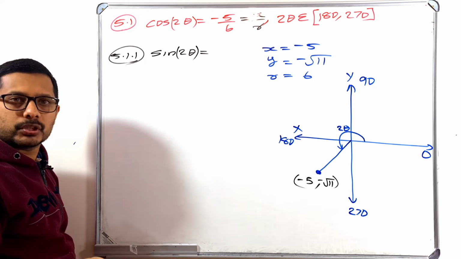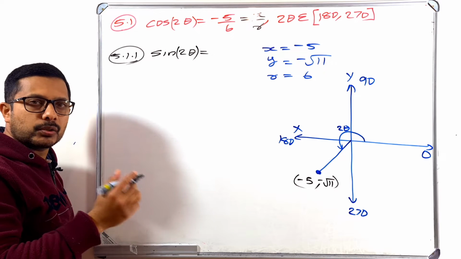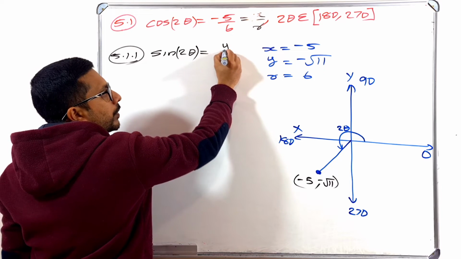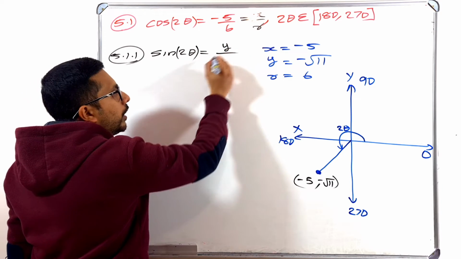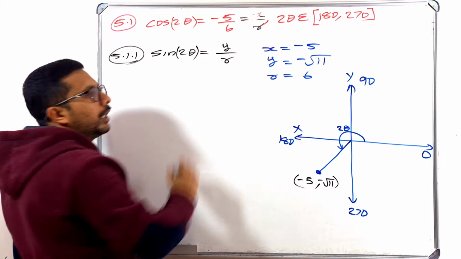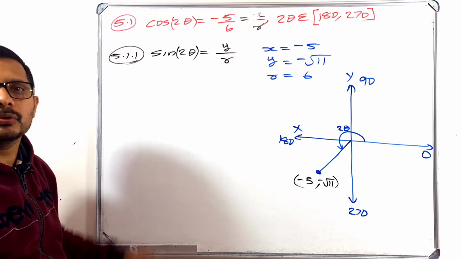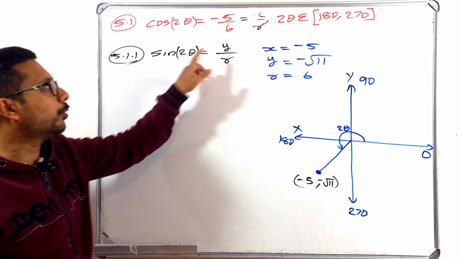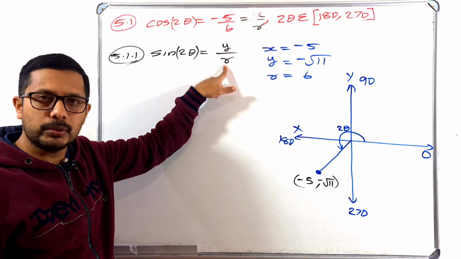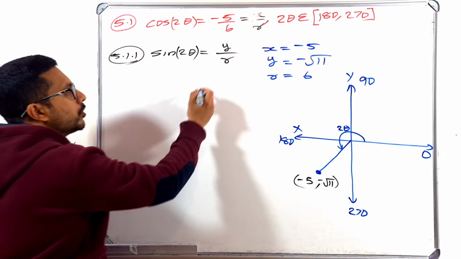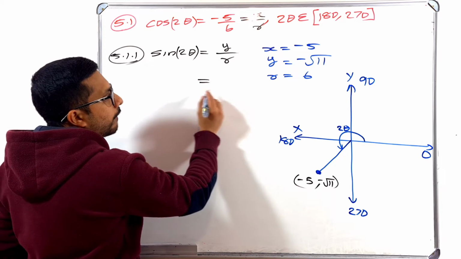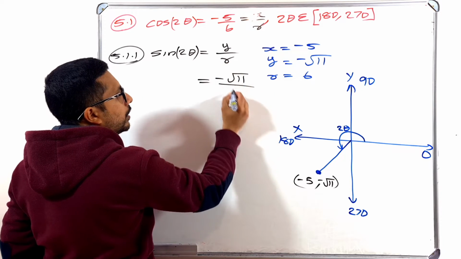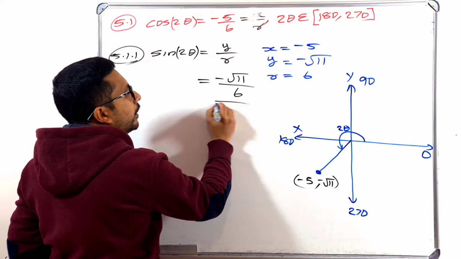So what is the definition of sine? Sine is opposite side by hypotenuse. Am I right? Opposite side we represented with y, divided by hypotenuse, which we represented with r. Without any mistake you have to know that. So just substitute the values there. That's the answer. What is y? Minus root 11, divided by r. What is r? It is 6, and that is the answer.